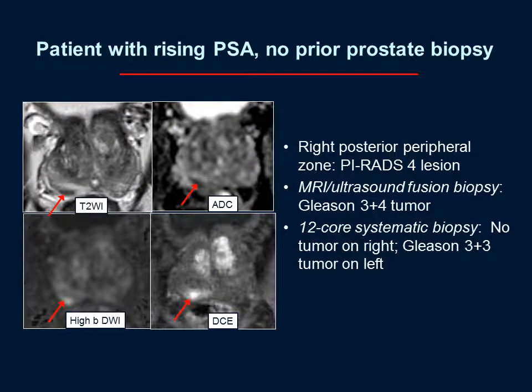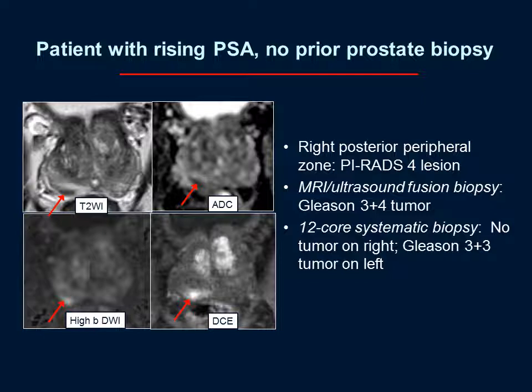Let's begin with a representative case of the role of prostate MRI in patient management. These images are from a patient with a rising PSA who had not undergone a prior prostate biopsy. The images show what we designate as a PI-RADS category 4 lesion in the right posterior peripheral zone, demonstrating focal decreased T2 signal, decreased ADC, increased signal on a high B value diffusion weighted image, as well as focal early enhancement. All typical features of peripheral zone tumors.